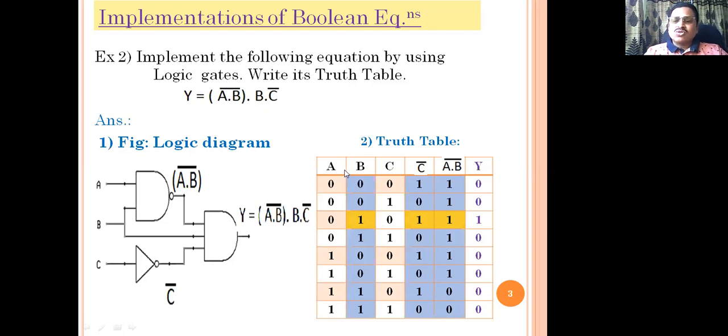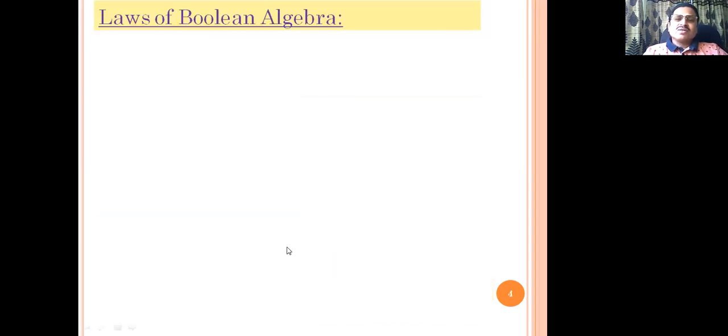Otherwise, students sometimes write only ABC and the resultant output Y. It is correct, but not worth getting the full marks. In order to get complete marks, you must write in between all terms to fulfill the requirement in the exam to get the full marks. Is this clear? Now we'll go for the concept of laws of Boolean algebra.